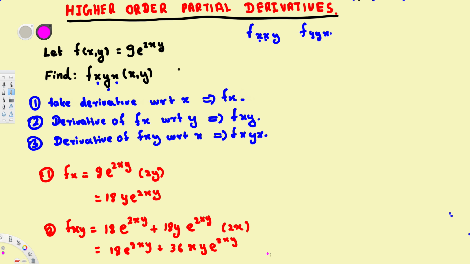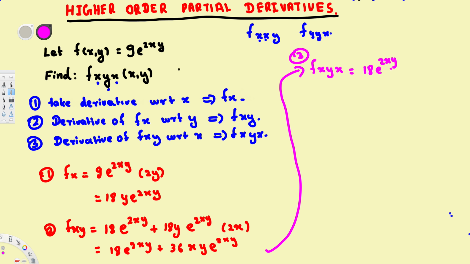Now the last part is we are going to take the derivative of this one with respect to x, and that's going to be our fxyx. This is our third step. And if you take the derivative of this one with respect to x, the first one is going to be 18 e power 2xy, and when we take the derivative with respect to x, we treat y as a constant, and this is going to be just 2y, right? So we multiply this one by 2y.